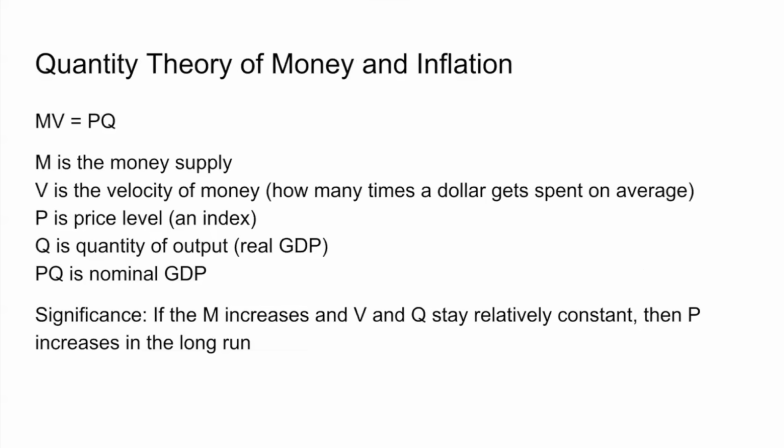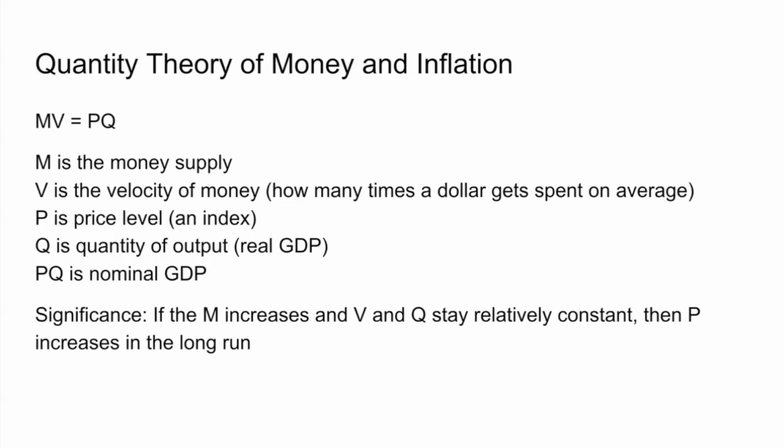Now here's the quantity theory of money. So it says MV equals PQ, where M is the money supply and V is the velocity of money, or how many times a dollar gets spent on average. And if you think about this, this is equal to total expenditures. So total expenditures, we know that that is equal to the nominal GDP. And on the right side, we have price level, which is an index, times the quantity of output, which is real GDP. And notice that P times Q is equal to nominal GDP.